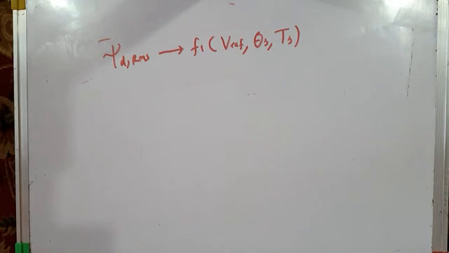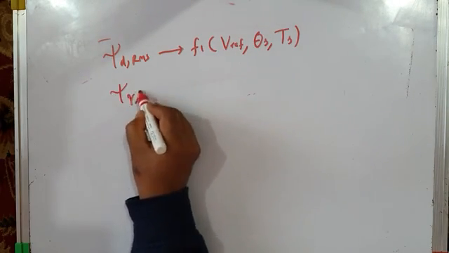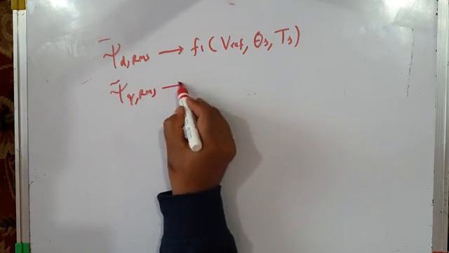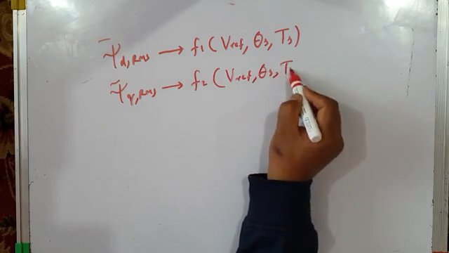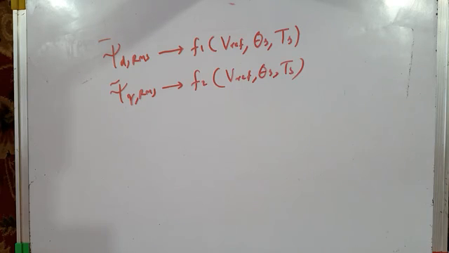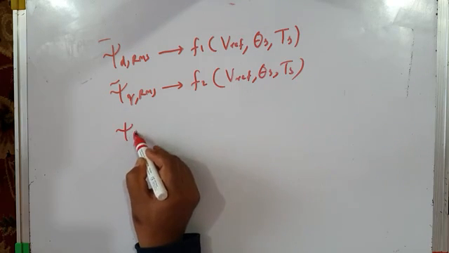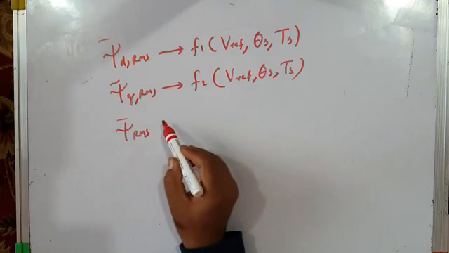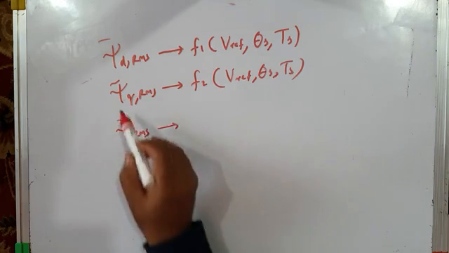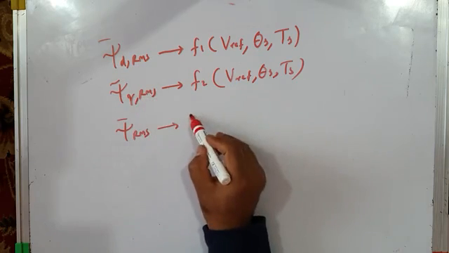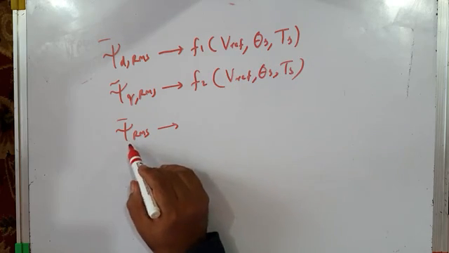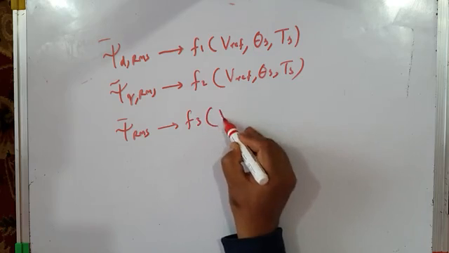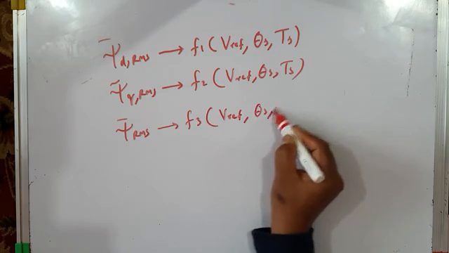Psi q RMS, that's the RMS value of q-axis stator flux ripple, is also a function of these parameters Vref, theta s. Go through the equations, and from those equations we will find it. And finally, the total stator flux ripple, which is under root of psi d square RMS plus psi q square RMS. When these psi d RMS and psi q RMS are a function of these three parameters, the total stator flux ripple will also be a function of Vref, theta s, and ts.